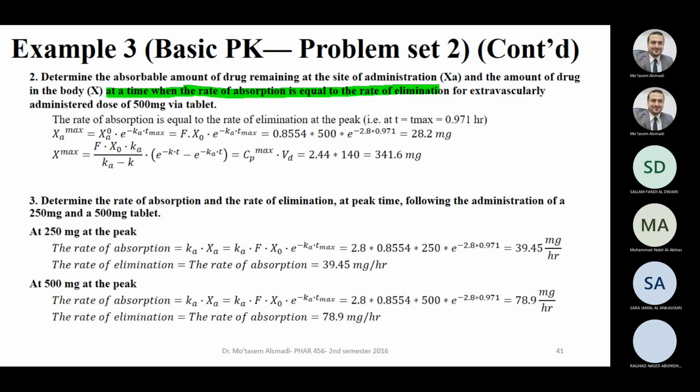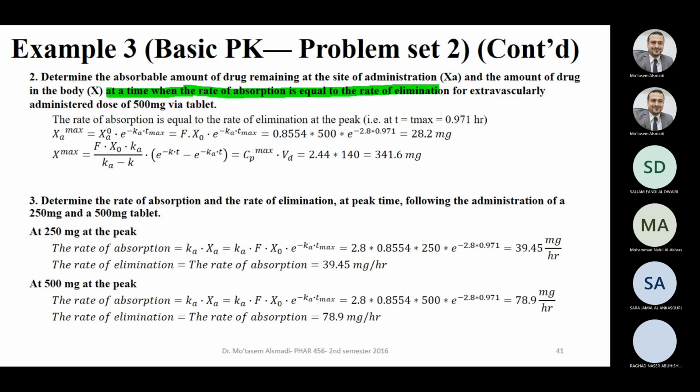Okay, let's do the calculations first at a dose of 250 milligrams at the peak. The absorption rate is equal to Ka multiplied with Xa at T equal to T max. That's Ka multiplied with F multiplied with the dose multiplied with e to the power minus Ka T max. So the absorption rate constant is 2.8, F is equal to 0.8554, the dose is 250 milligrams, multiplied with e to the power minus Ka times T max. You plug in the values and you get an absorption rate equal to 39.45.